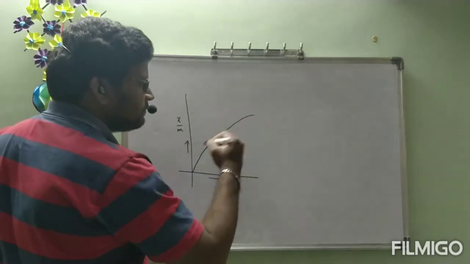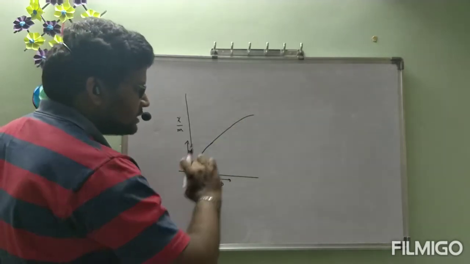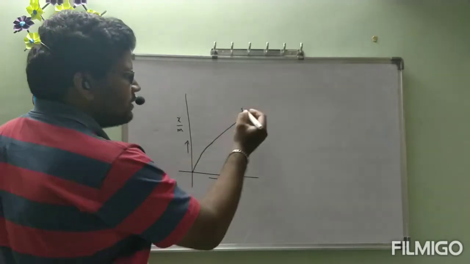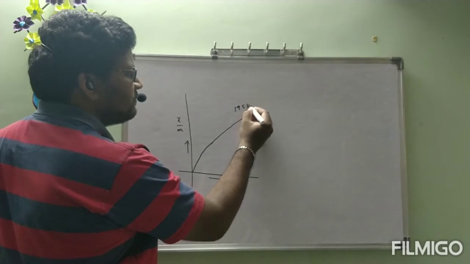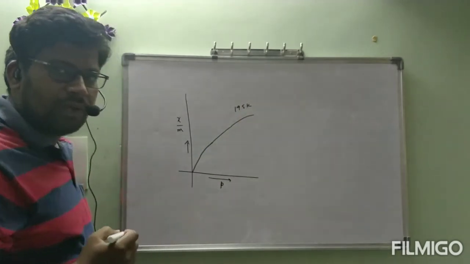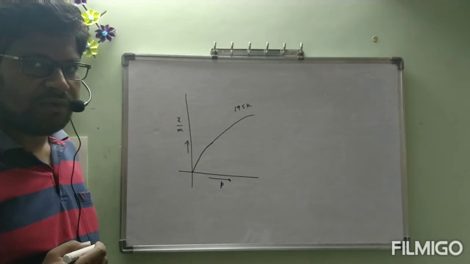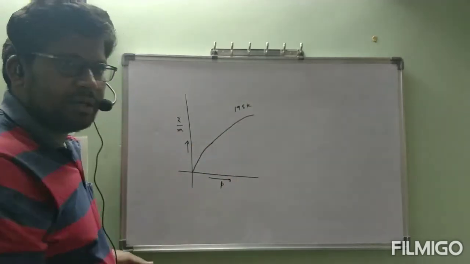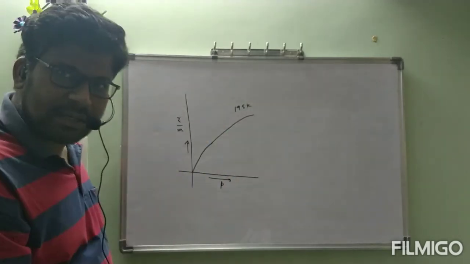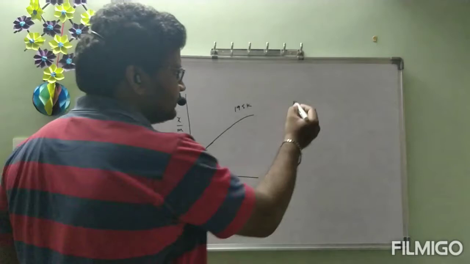Okay, this is the curve we have obtained. As long as this curve is drawn, we have taken the constant temperature as 195 Kelvin. Then what have we done? This experiment is completed. Next point, next graph.